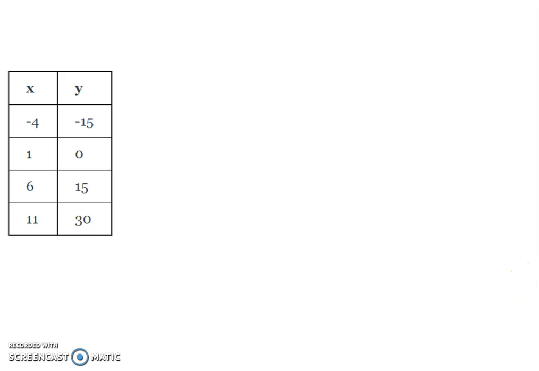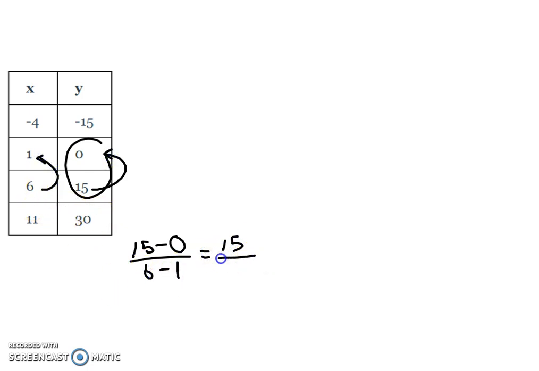So, once again, I can look at the rise and run. In fact, I don't even need to write them out. I can say, look, if I subtract a pair here, that's the rise. So 15 minus 0, that would be the rise. And subtract the same direction here. I went 15 minus 0, so I'm going to go 6 minus 1. Okay, so I get 15 over 5, otherwise known as 3.